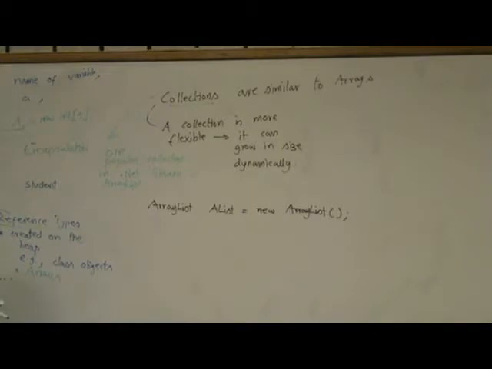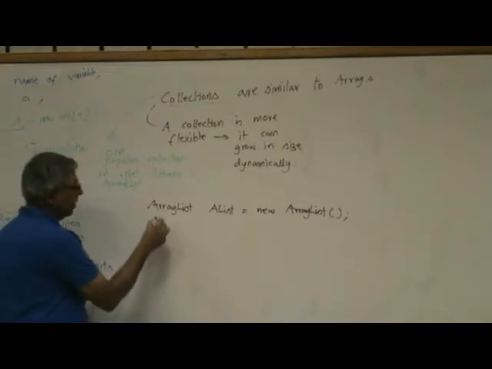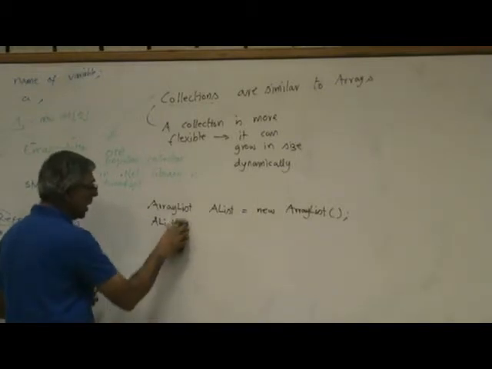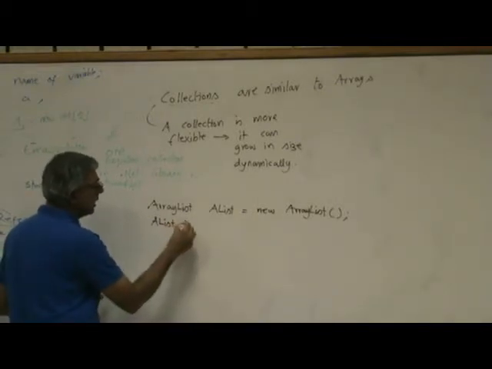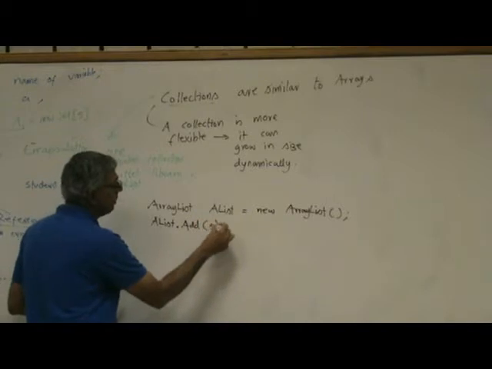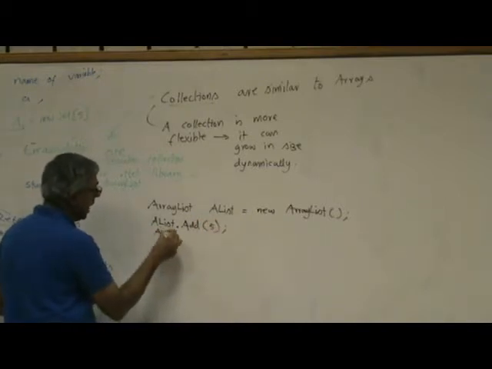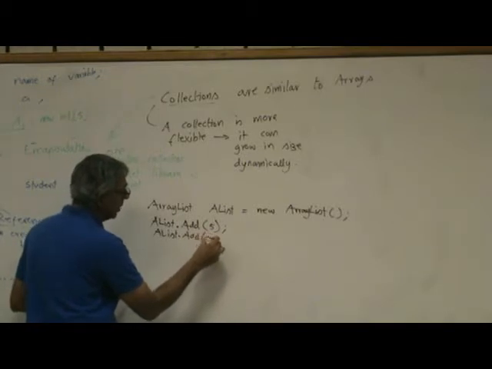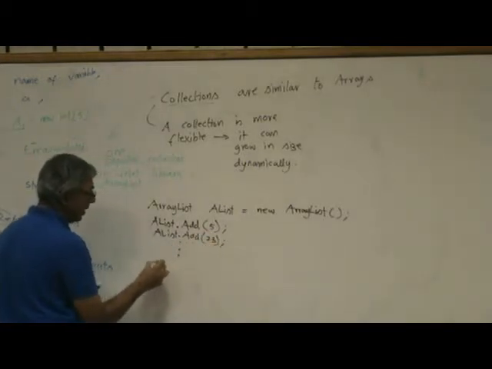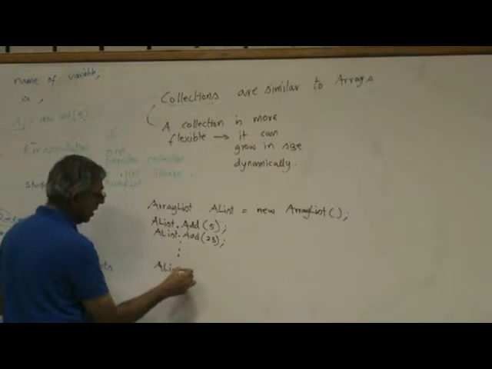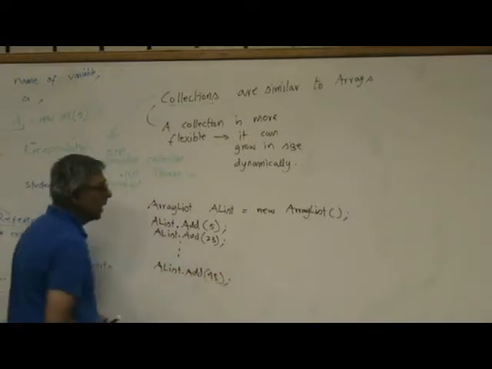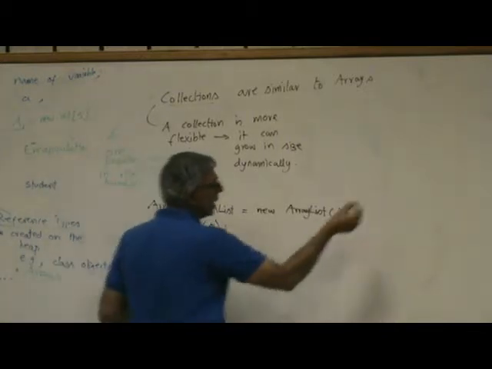So once we have created the list, then it's very easy. All you have to do is keep adding: alist.add, it has an add method, 5; alist.add, for example, 23, and so on; alist.add, whatever, 45. Okay, so how does alist look like?